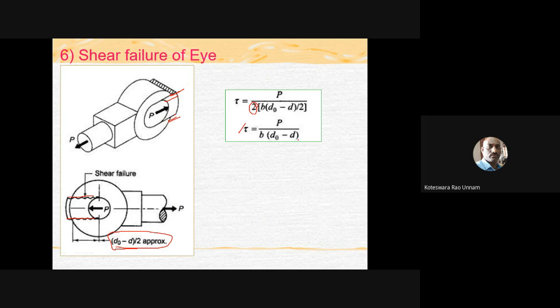Here we already know all these parameters. We already estimated b, D naught and d. So all we do here is check whether this tau is within the allowable limit or not. If not, you need to modify these values according to this equation.